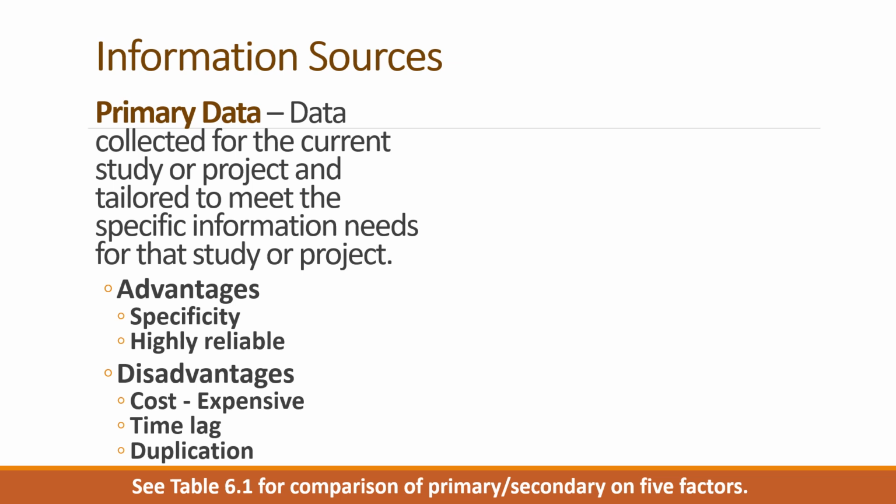Table 6.1 in your text has a comparison differentiating the primary and secondary sources on 5 different factors, and I'd encourage you to take a look at that. What this screen does is summarize some of the advantages and disadvantages of using primary and secondary data. For example, primary data, this is the data that you collect currently for some kind of project that's going on at this time. The advantage is that it's going to be very specific because you know what you're looking for to answer this particular question or to design this particular project. You can get very specific information that will help you make important decisions.